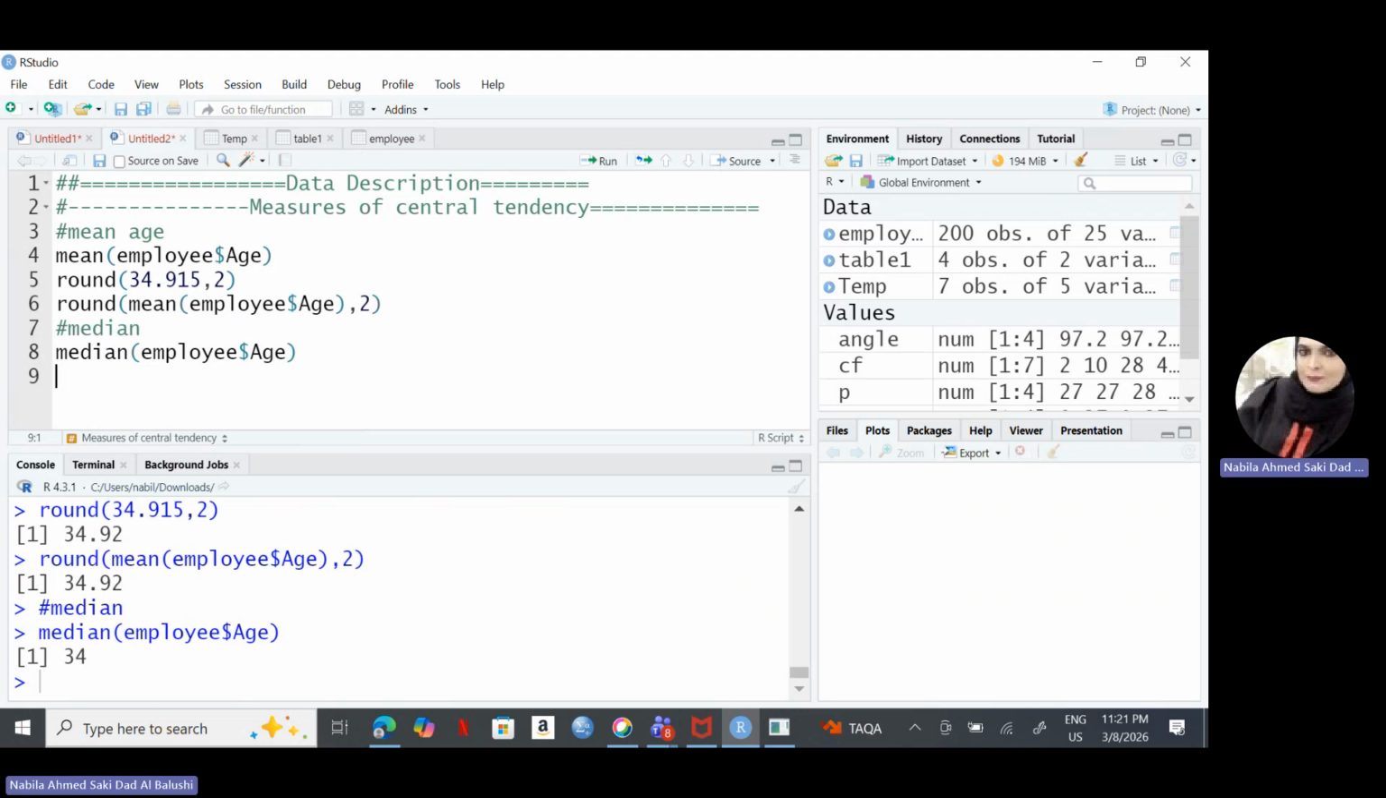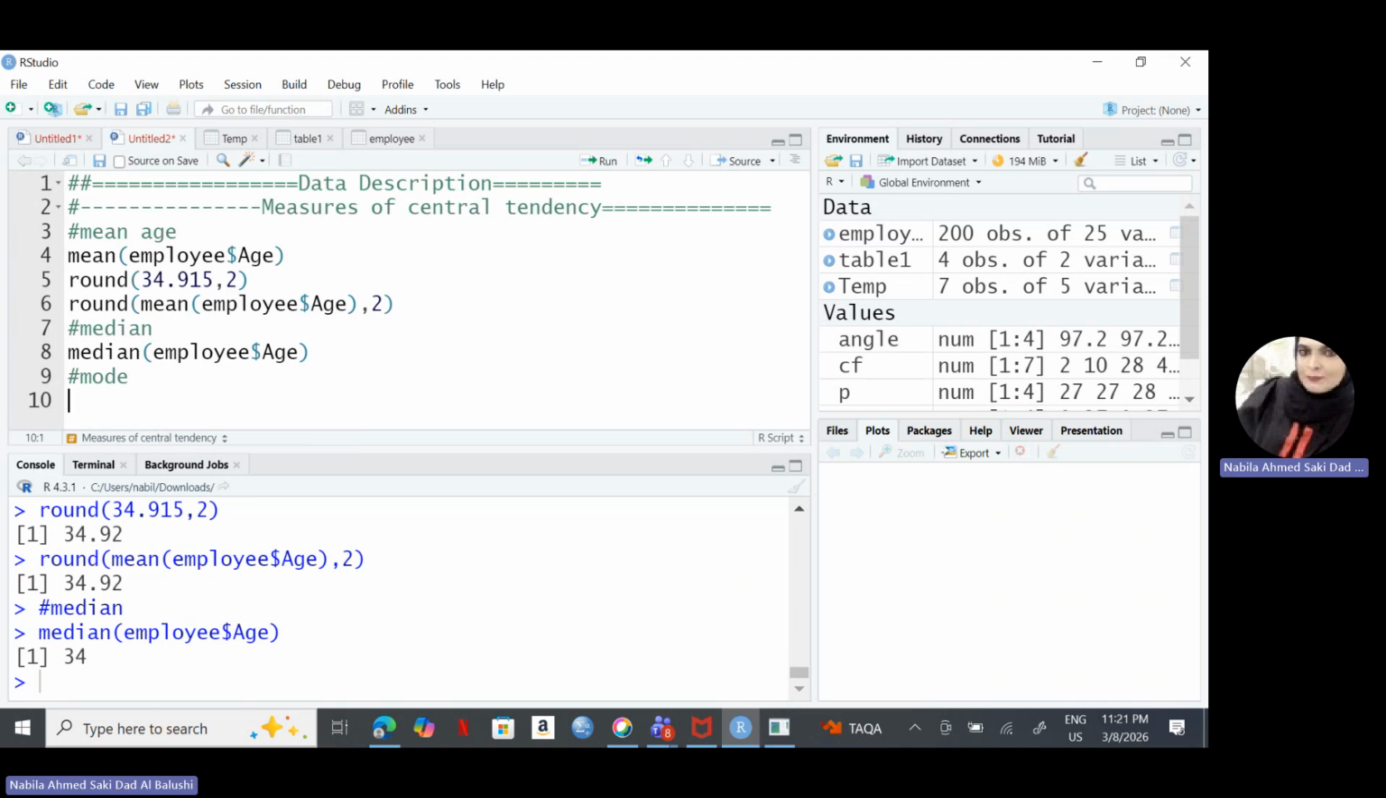To get the mode, we don't have a direct code. We need to install a package, so we will do it in another session. So mode is also one of the measures of central tendency. I will skip it now. We'll learn about it in another session.